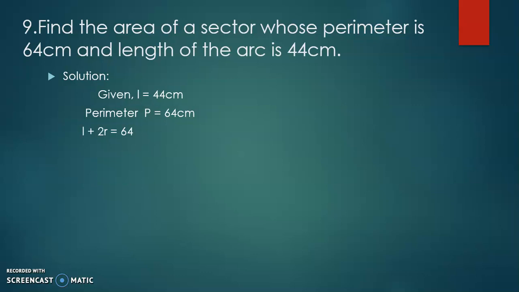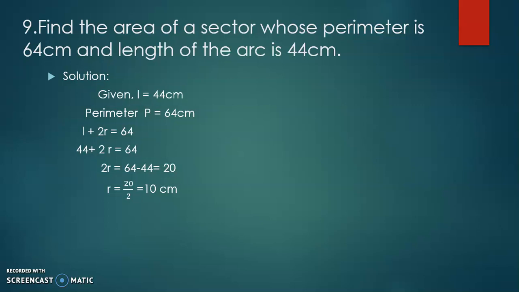Okay, just write the perimeter formula. L plus 2R is equal to 64 given in the question. So, just substitute the value of L, 44 plus 2R is equal to 64. And 2R is equal to 64 minus 44, which is equal to 20. So, R is equal to 20 by 2. You can get 10 centimeter.